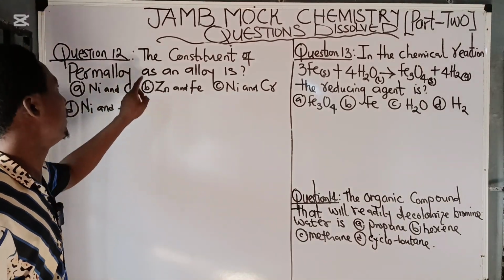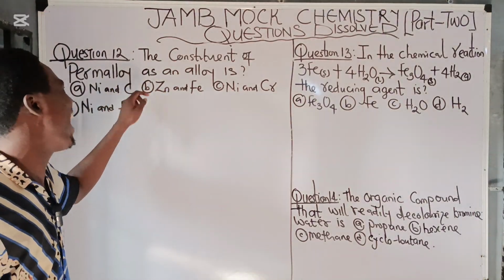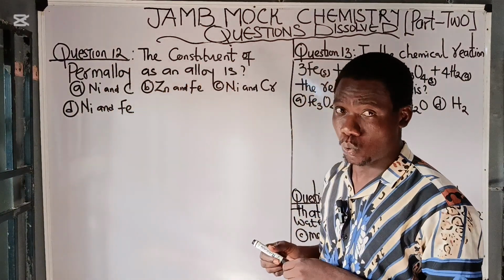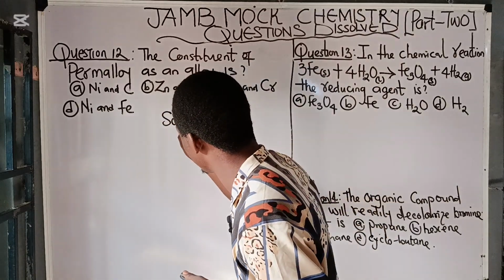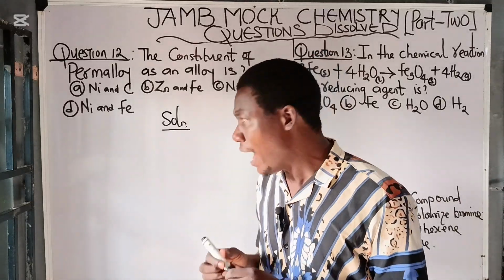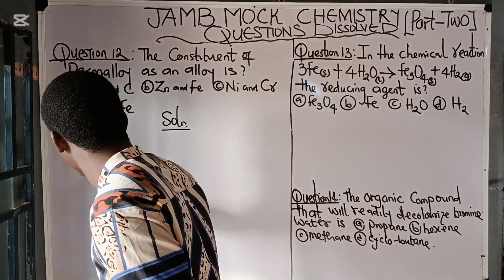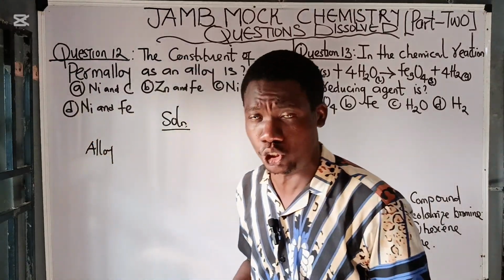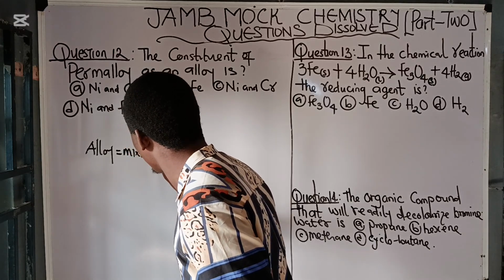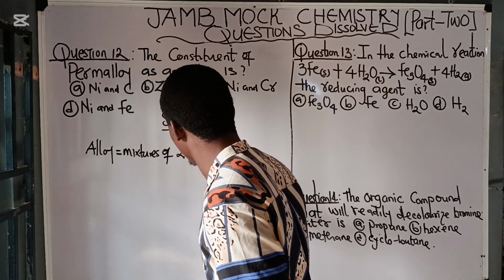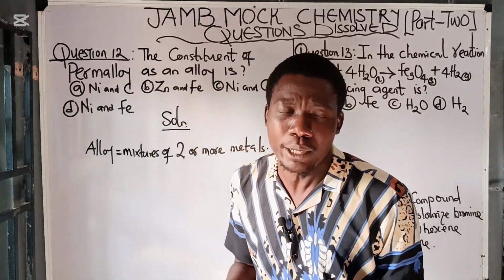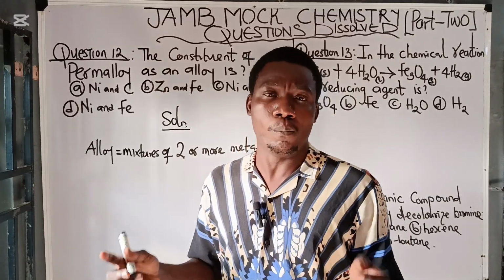The first question says that the constituent of permalloy as an alloy is what? Because we are using this video for intense revision for JAMB students, it will be important for you to understand what an alloy is. An alloy is a mixture or combination, not chemical combination, no. An alloy is a mixture of two or more metals. Take note of that. So when you are talking about an alloy, certainly it contains two or more metals.